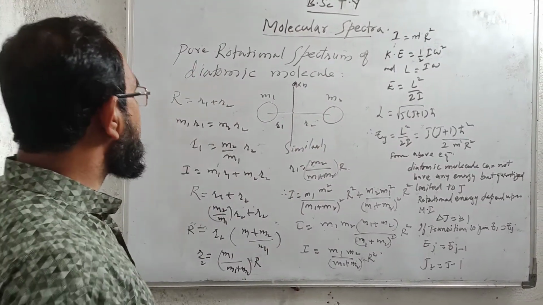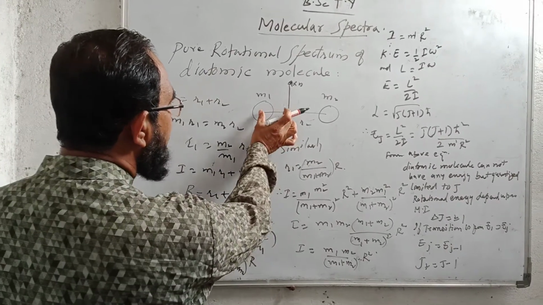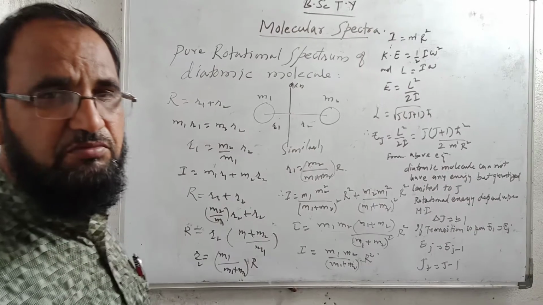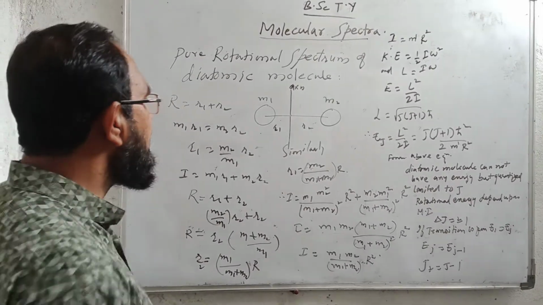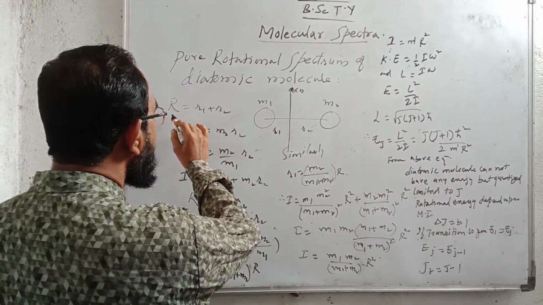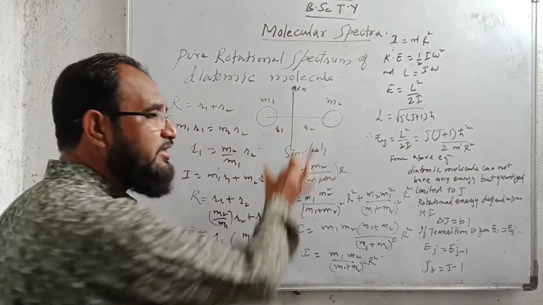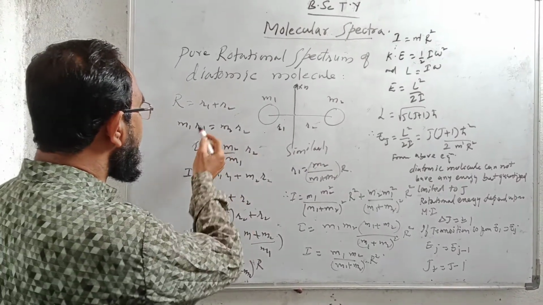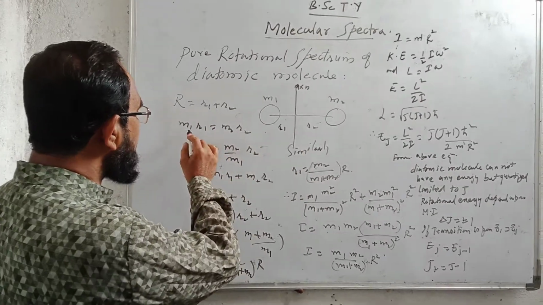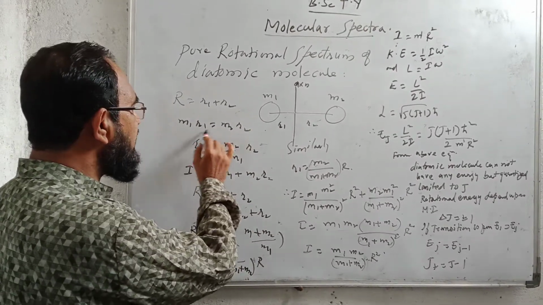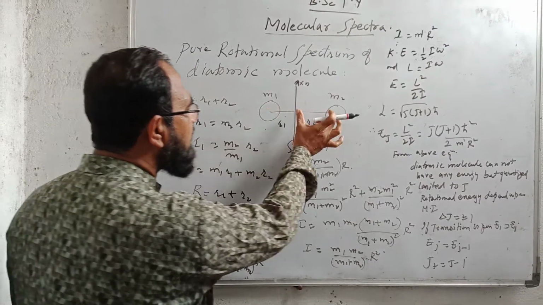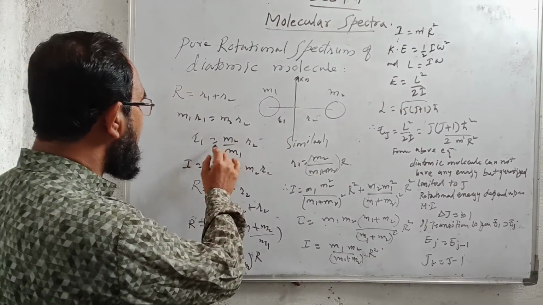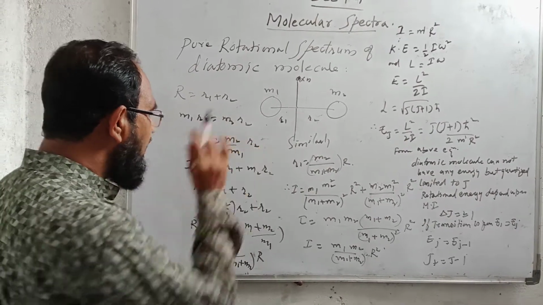Suppose the distance of the axis from the first molecule is r1, and the distance of the second molecule from the axis is r2. Therefore the total distance r is equal to the sum of the distances, r1 plus r2. Using the law of forces, m1 r1 is equal to m2 r2. This means we can find the value of r1 as m2 by m1 into r2.